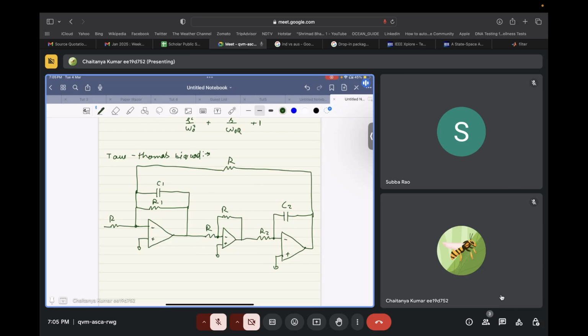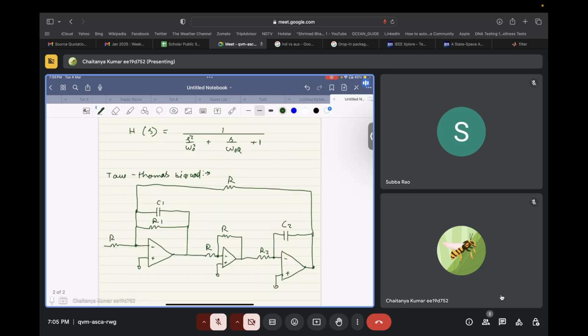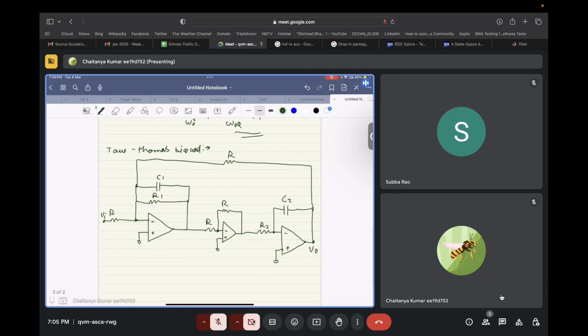We used this kind of structure to have a band pass filter. So let's see whether the same structure can be used to implement this low pass filter or not. We'll try to compute the transfer function from input to output and then proceed from there.